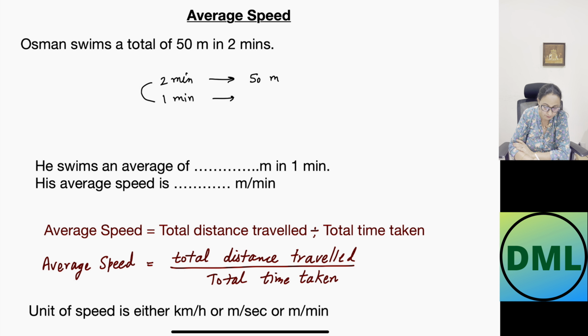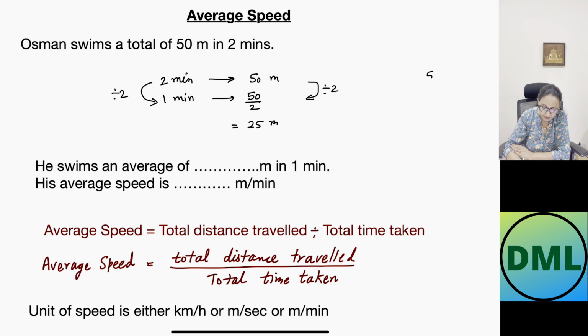How do you reach from 2 to 1? Which operation are you going to do? Divided by 2, right? Divided by 2. The same operation you have to do on the right hand side also, divided by 2. It will be 50 divided by 2. If you divide it, your answer will be equal to 25 meters.